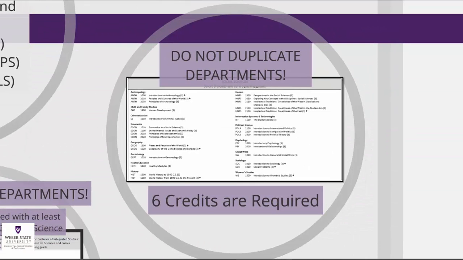The next portion of your breadth requirements is the social sciences, found on page 3 of the General Education Requirement Sheet. In this area, you will need to complete 6 credit hours. You will take 2 courses.